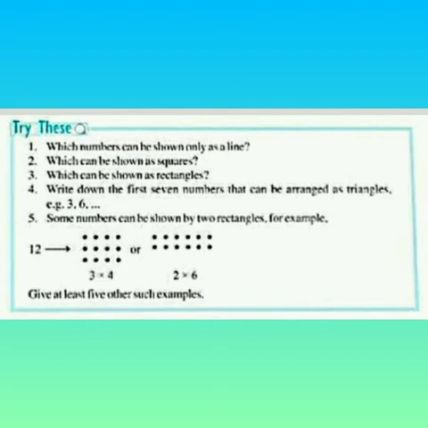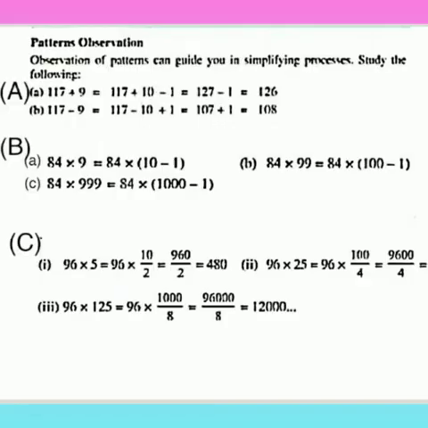Now comes pattern observation. Now pattern observation will help you in simplifying processes, that is mathematical operations. Now example 1, 117 plus 9. Now 9 you can write as 10 minus 1. Okay, so first add 10, it is very easy, and then you subtract 1, you will get the answer 126.